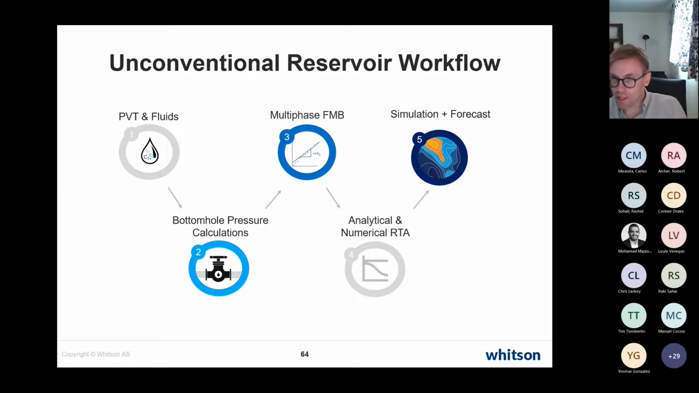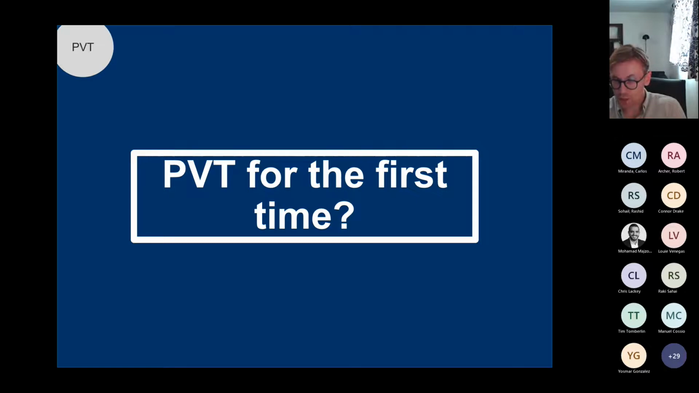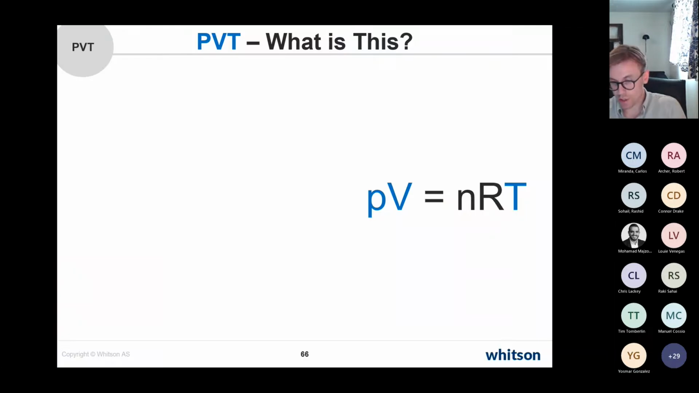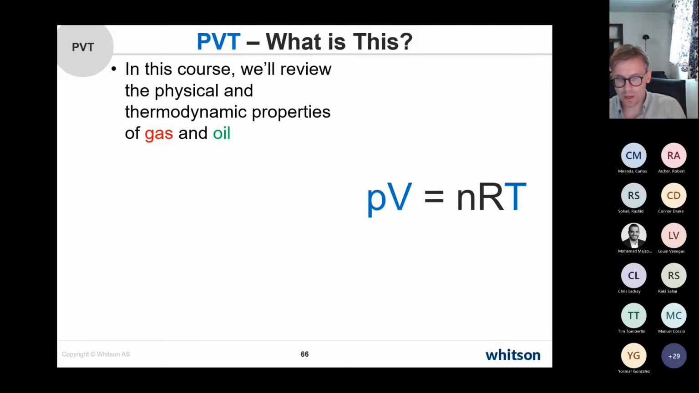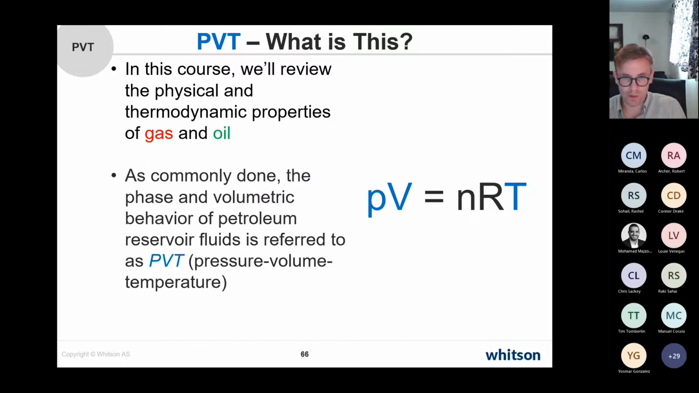But to understand RTA, you need to have some fundamentals related to PVT. And if this is the first time you're exposed to PVT, or if you have limited experience with PVT, PVT is a collection term for physical and thermodynamic properties of gas and oil. We commonly refer to the phase and volumetric behavior of these fluid systems as PVT, pressure, volume, and temperature. And probably the simplest PVT equation that you have been exposed to in the past is the ideal gas law, PV equals nRT.